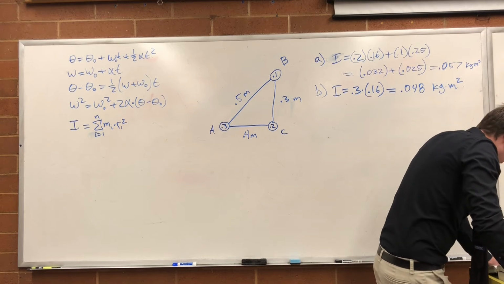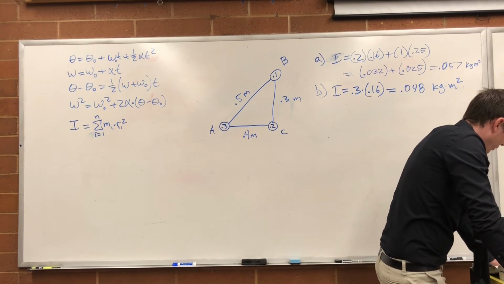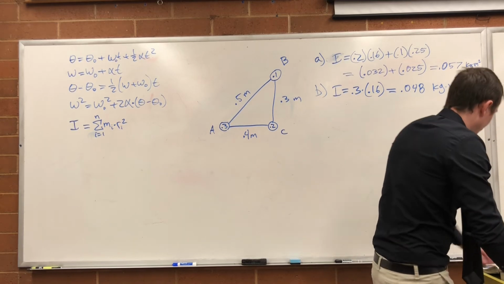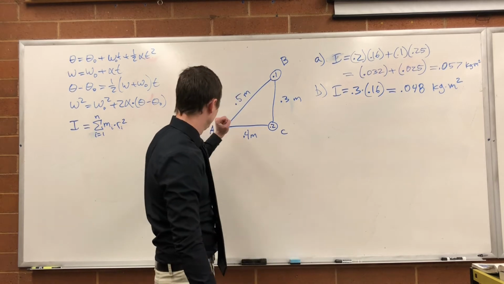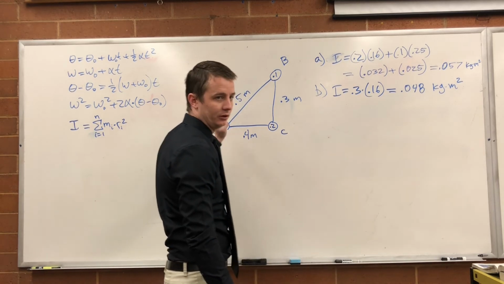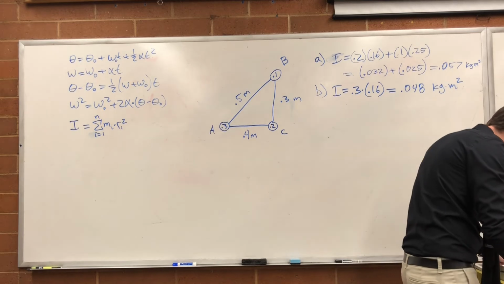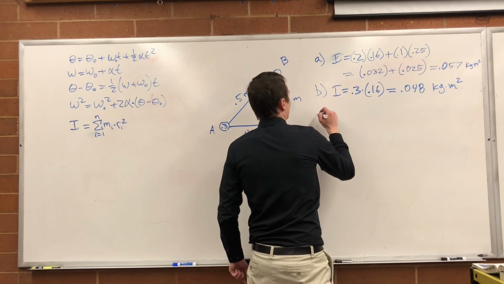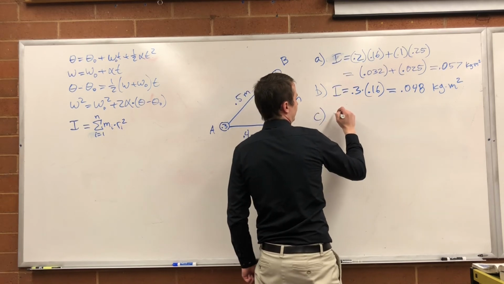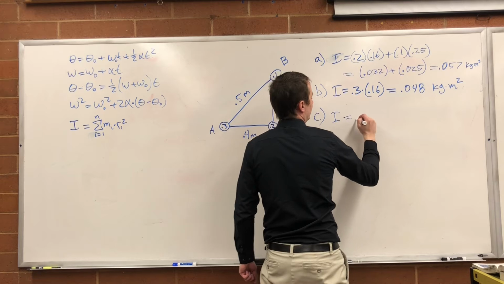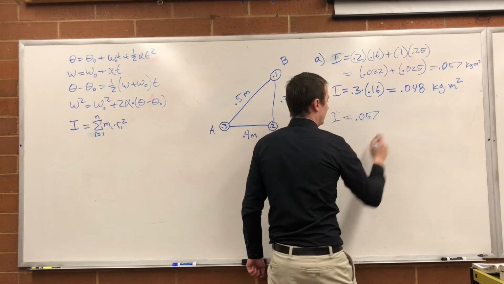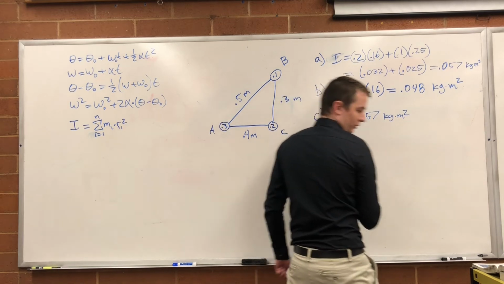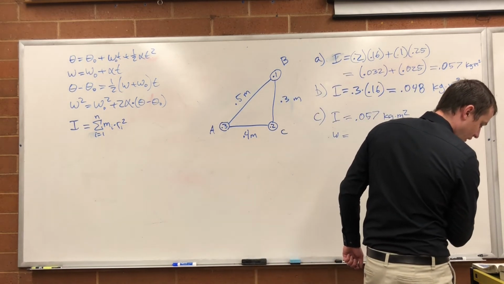What is the body's kinetic energy if it rotates about the axis through A? Didn't say perpendicular to anything, so I assume sticking it back into the board like before, even though they're not making that explicit. Through A with angular speed omega equal to 4 radians per second. So for C, we're using our moment of inertia from part A, so I know that my moment of inertia is 0.057, right? And now I know that omega is equal to... I already lost it.